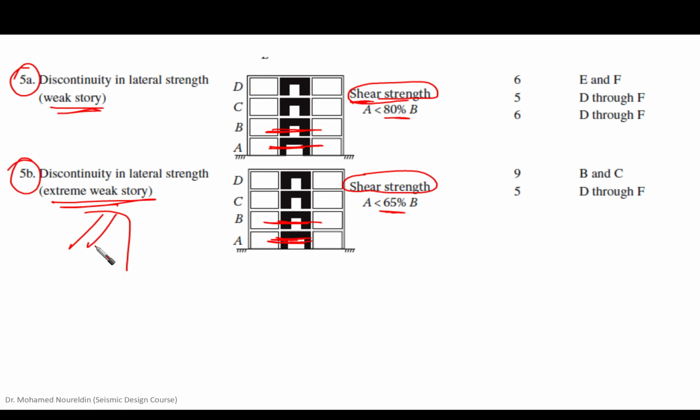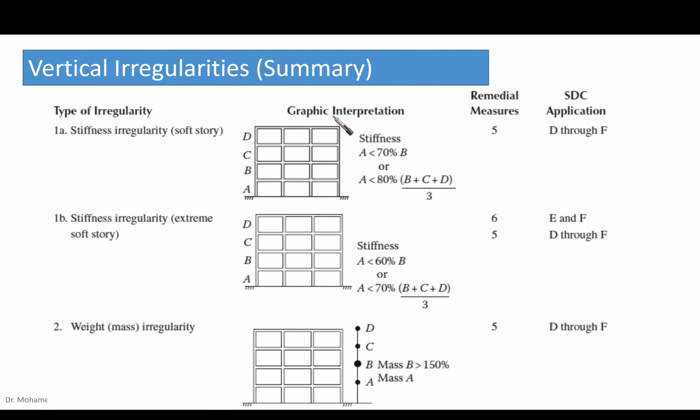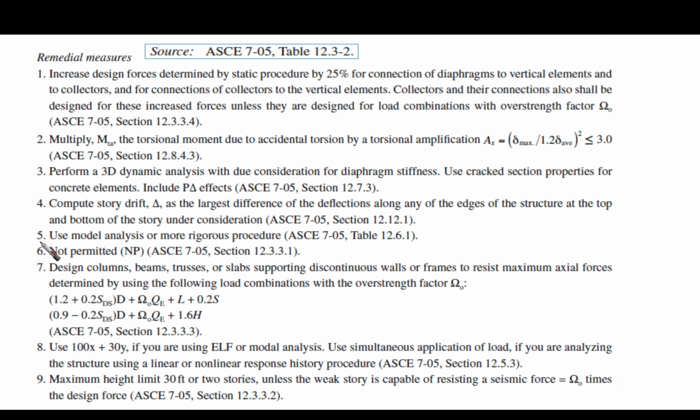Okay, so let's go now to the remedial measures, to understand what is going to be done. We understand now that, for example, 6 here is very unique for us because 6 means not permitted, as we said before. So it is not permitted in E and F. This extreme soft story is not permitted in SDC E and F. And then the remaining here is 5, 5, 5. We remember what 5 is.